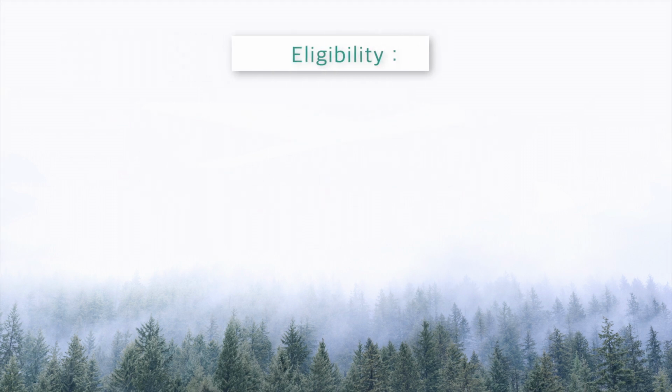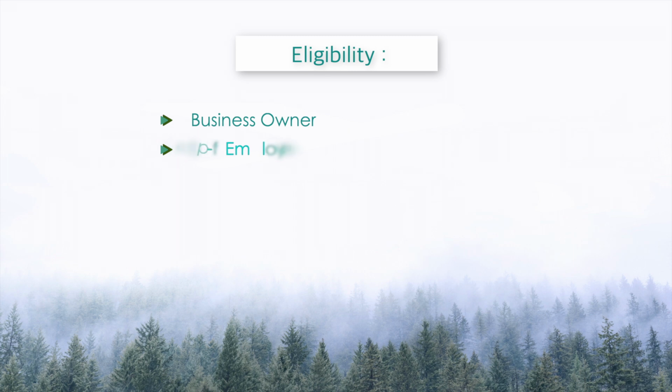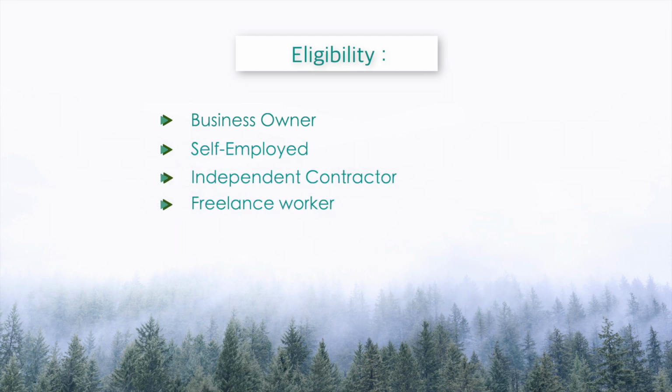Now, moving on to the eligibility for PPP loan, you can apply for PPP loan if you're a business owner or a self-employed individual. Independent contractors and freelance workers are also eligible for PPP loan, so you don't need to have an employee to apply for PPP loan. As long as you are working on 1099-K or 1099-MISC, you are good to go.